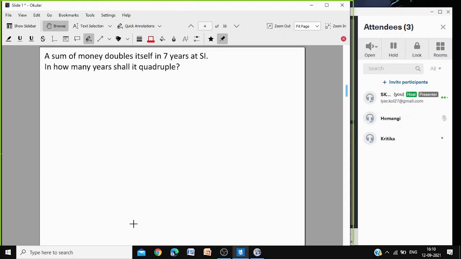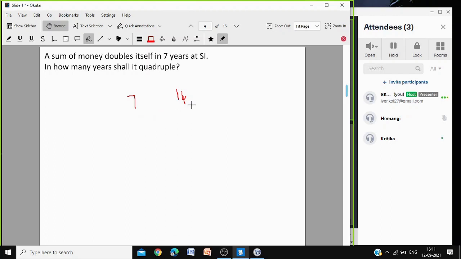A sum of money doubles itself in 7 years. In how many years shall it quadruple? Now the temptation is, since it becomes double in 7 years, to make it 4 times we double it and say 14 years. I'm not saying that you will do it, but this is the type of mistake many students could make. For becoming double it takes 7 years, so for becoming 4 times it should take 14 years, 7 years to double, then again double, 14.